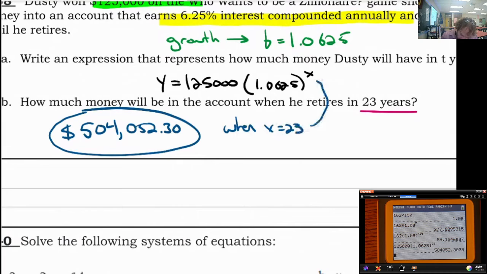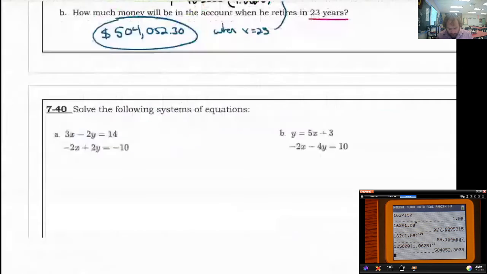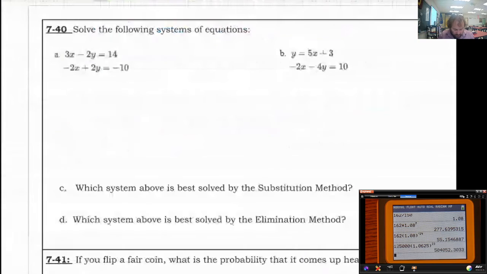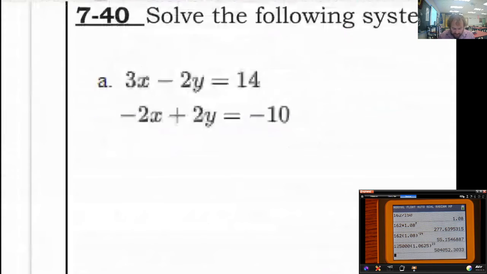In this equation right there. Okay, go ahead and turn the page. Let's go to 740. We've got to solve a couple of systems of equations. So, question A. Let's jump right into it.